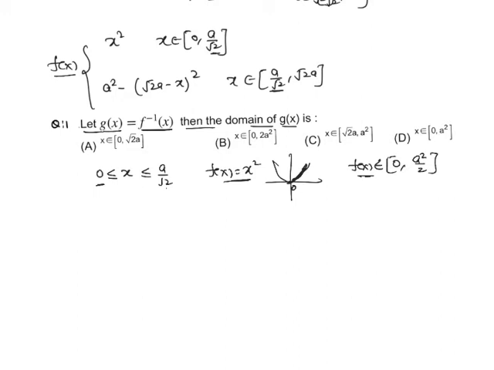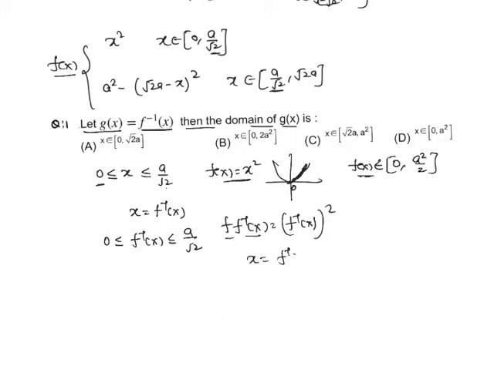Now to find f inverse x, what we will do? We will replace x with f inverse x. So we will get 0 less than or equal to f inverse x less than or equal to a by root 2. f of f inverse x equals f inverse x whole square. So from there, f of f inverse x is nothing but x, which equals f inverse x whole square. So f inverse x is nothing but plus minus root 2x.